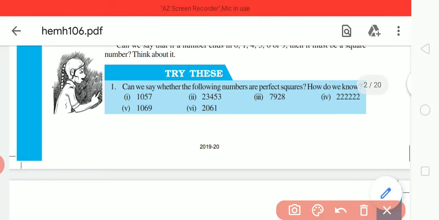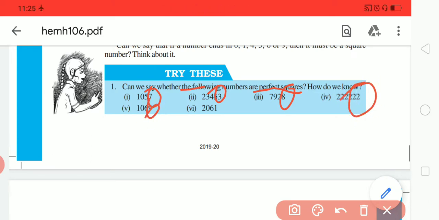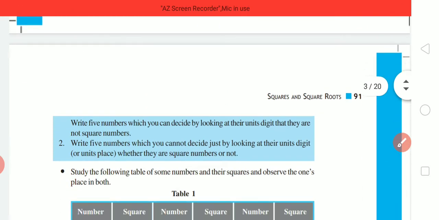Now for the try this, we can say whether the following numbers are perfect squares or not. 1057 ends with 7, so its unit digit is 7, and so it is not a perfect square number. Its unit digit is 3, so it is not a perfect square. Its unit digit is 8, so it is not a perfect square. Its unit digit is 2, so it is not a perfect square. Its unit digit is 9, so it may be a perfect square. 2061 may be a perfect square because its unit digit is 1, right?